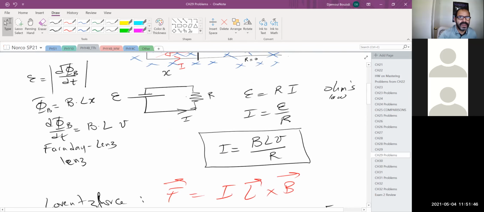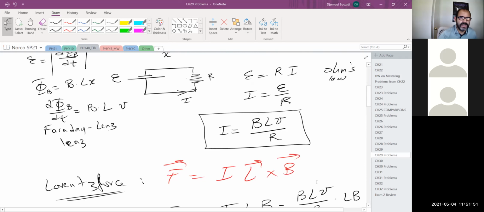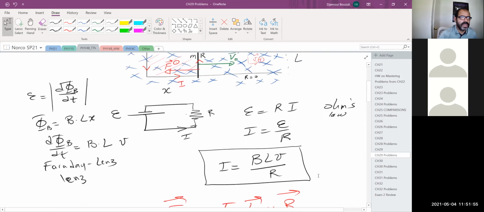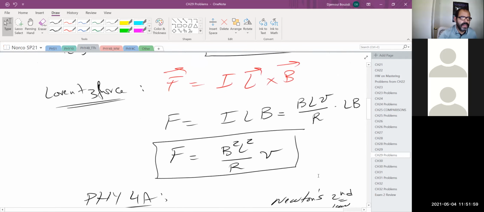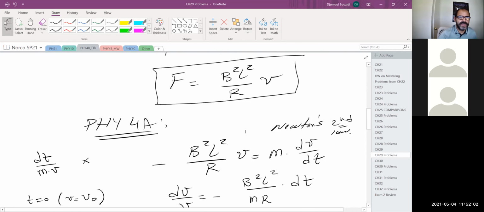Honestly, if you really think about it, this is not really hard stuff. The only thing that is hard about these things is these cross products. You have to keep track of them. Once you have that mastered, this part is not hard, okay? It is this part that is hard. This is physics 4A.